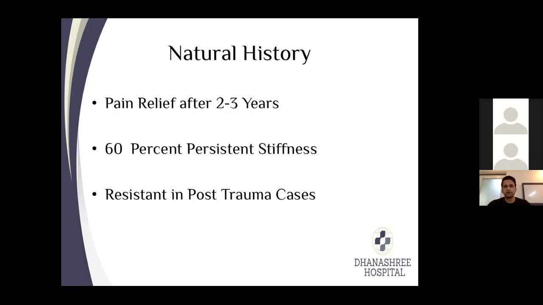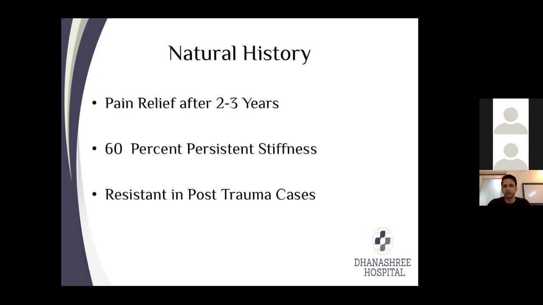Next, if you ask patients who have not undergone any sort of treatment but claim to be completely all right, they still have 60% persistent stiffness. They have learned to live with it. So they won't complain, but the range of movement on a calculation is still 60% of normal.